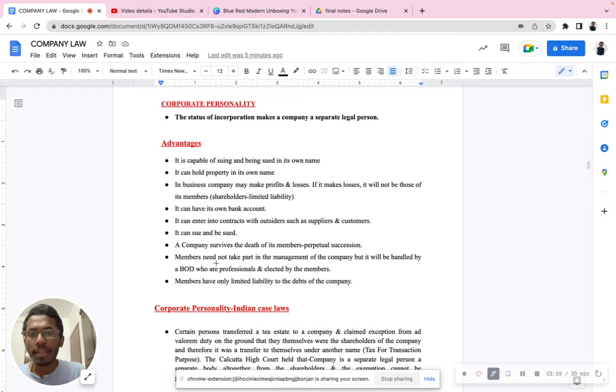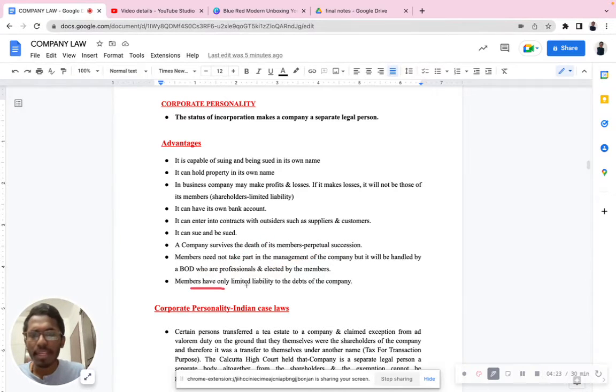Now, members need not take part in the management of the company, but it will be handled by a board of directors who are professional and elected by the members. So the members need not take part in the management; it is handled by the board of directors who are professional and elected by the members. So it is basically being carried on by the board of directors as well as the official members.